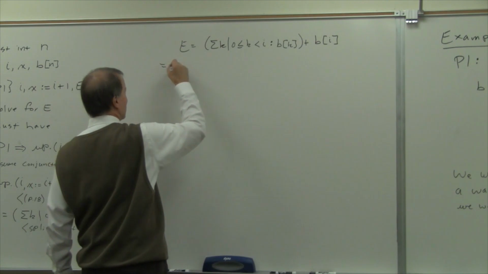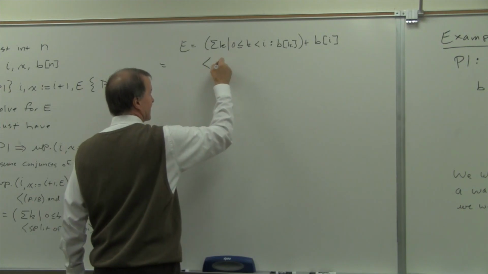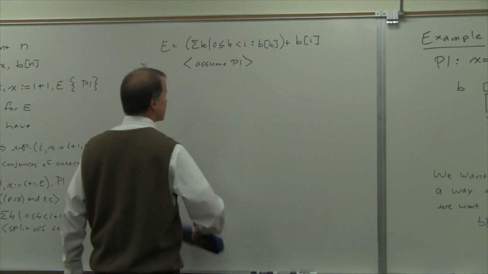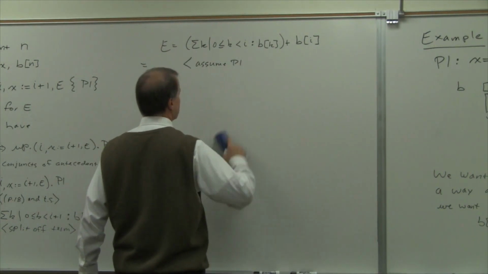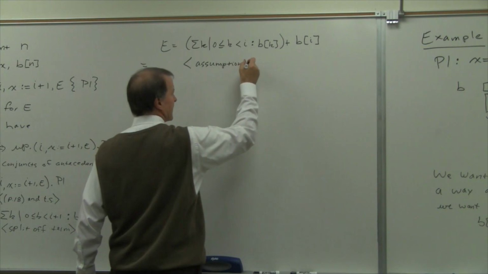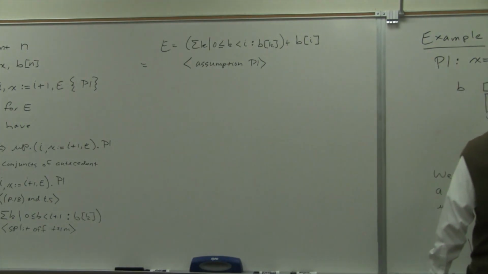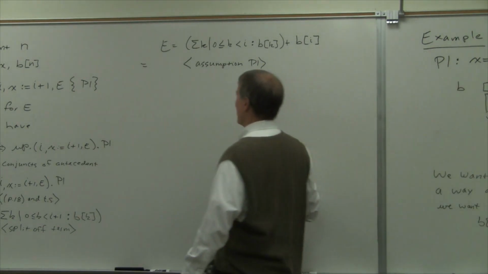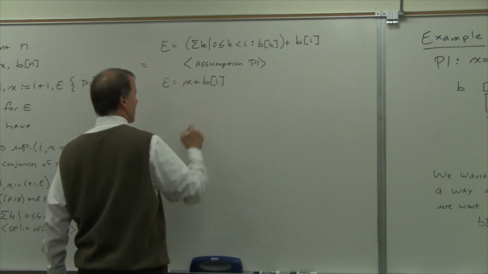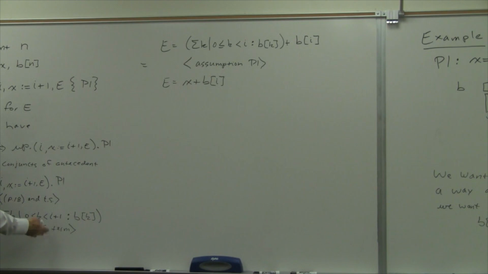Now this equals by assume what? Assume conjunct P1. Assumption P1. But now what does P1 say? It says all of this stuff is X. So E equals X plus B sub I. That's a lot of work. Well, I know, but it shows you how you can do that.